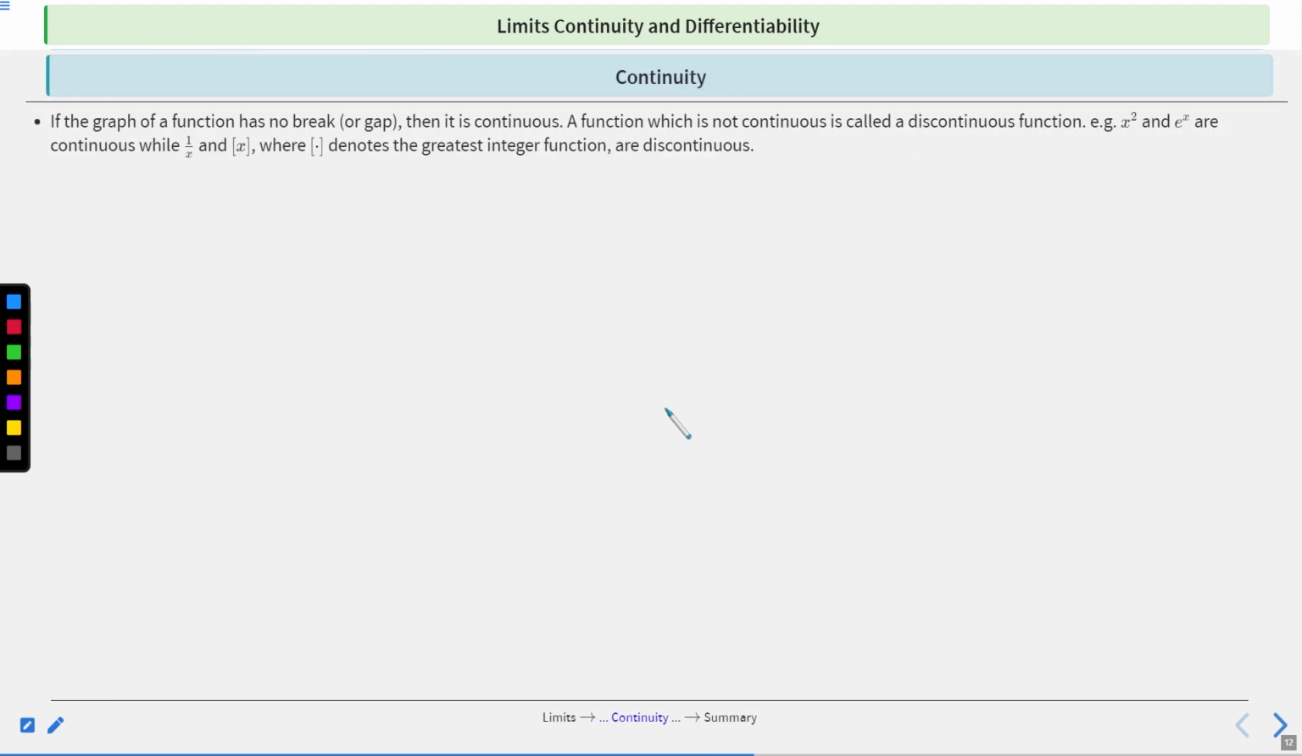Next, continuity. So if the graph of a function has no break or gap, then it is continuous. A function which is not continuous is also called a discontinuous function. Example, x² and e to the power x are continuous, while 1/x and the greatest integer function of x are discontinuous, right? Clear?